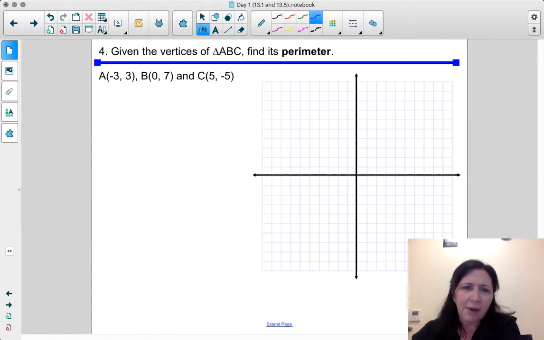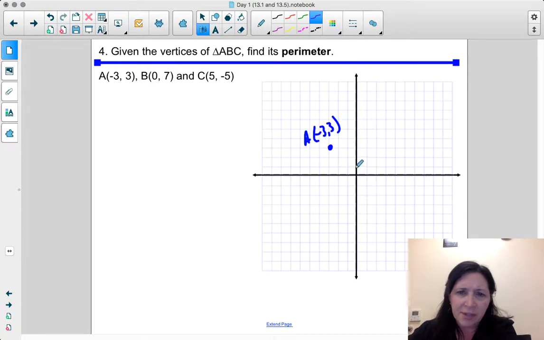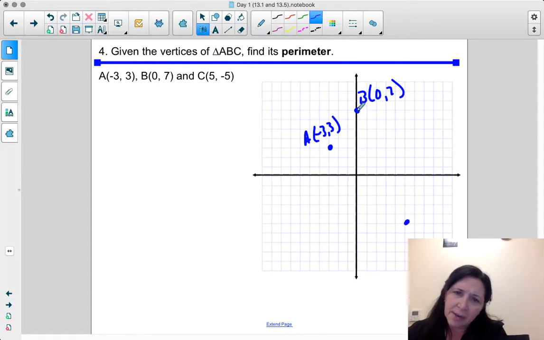So what we have here is the 3 vertices for a triangle, ABC. So let's graph those points. We have 1, 2, 3, negative 3, 1, 2, 3. So this point is A, and that's negative 3, comma 3. We have B, which is 0, 7. So 1, 2, 3, 4, 5, 6, 7. Okay, so that's B, 0, 7. And then you have C, which is 5, negative 5. So 2, 3, 4, 5, 1, 2, 3, 4, 5. So connecting these points, what we have is a triangle.